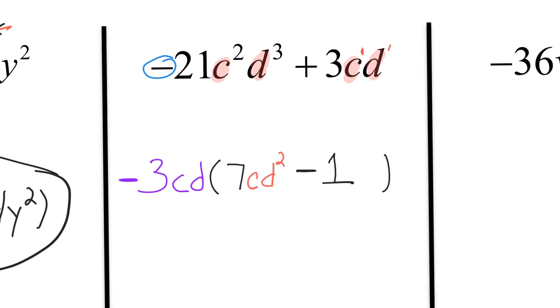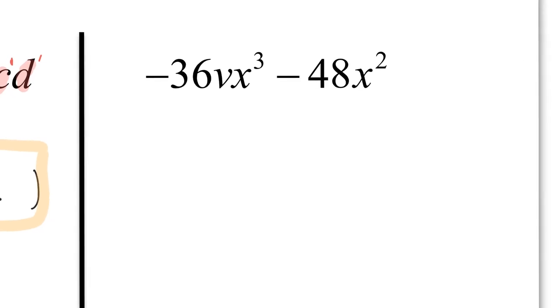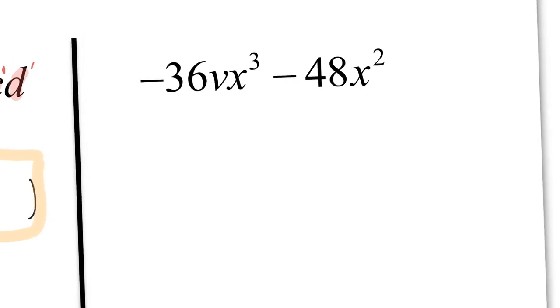You guys have a negative 3cd times the quantity of 7cd squared minus 1. Make sure you guys have that 1 at the end. All right, so let's try this one again with negative in front of the polynomial. So first, this negative right here needs to come out. So I'm going to have my parentheses right here, and there's the negative here.